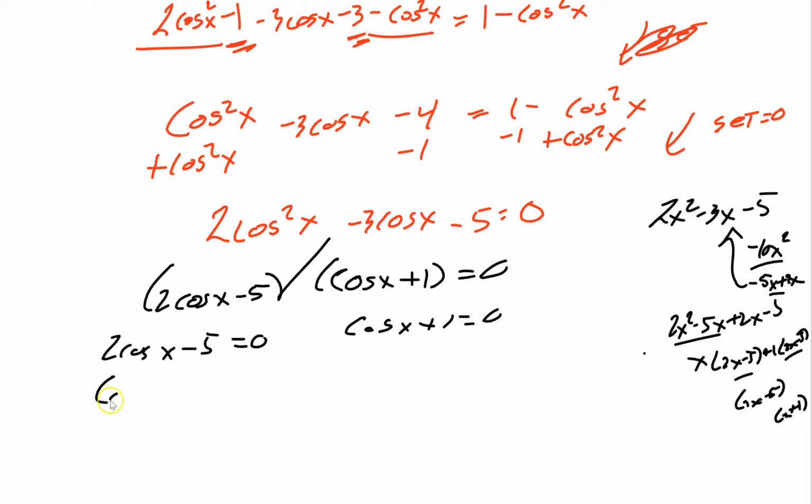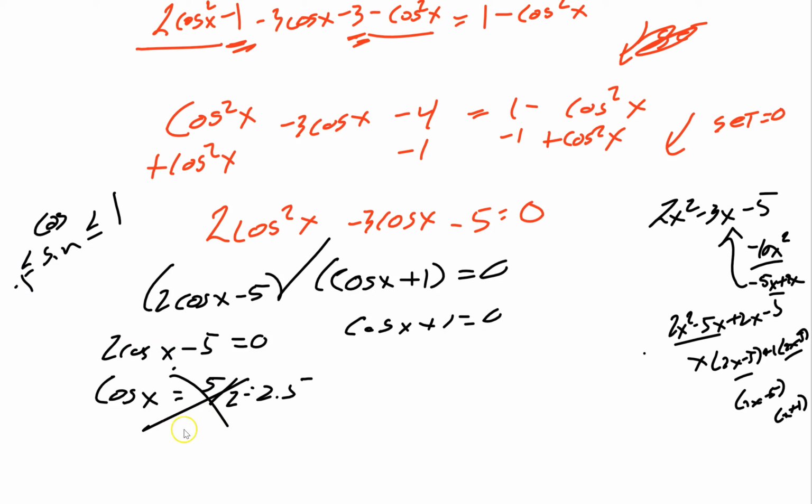Add 5, divided by 2. So you get cosine equals 5 over 2. Now that's like 2.5. And we should know by now that you can't solve that, it's too big. Cosine and sine, think about their basic graphs. They can only be between 1 and -1. So if you ever get something that's bigger than 1 or less than -1, you can't do it. So no solution here.